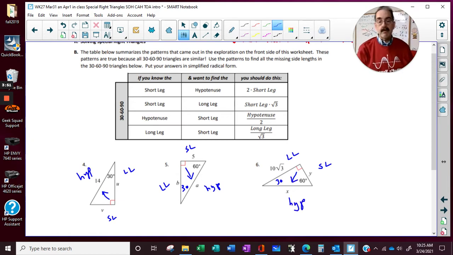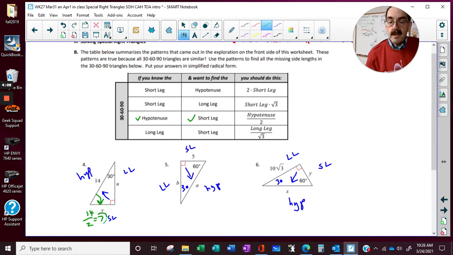All right, let's just calculate them. If we know the hypotenuse, always go to the short leg first, and divide by 2. 14 over 2 equals 7. When you go from the short leg to the long leg, multiply by radical 3. Done. 7 radical 3.